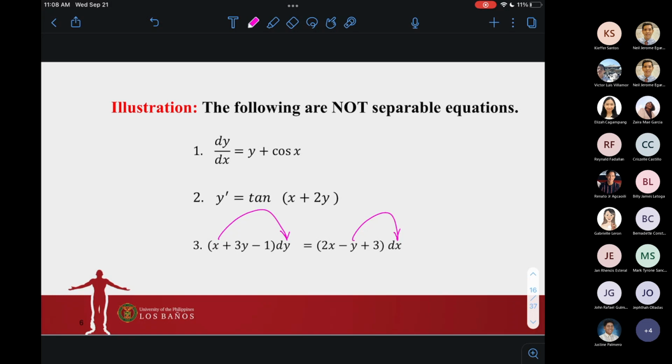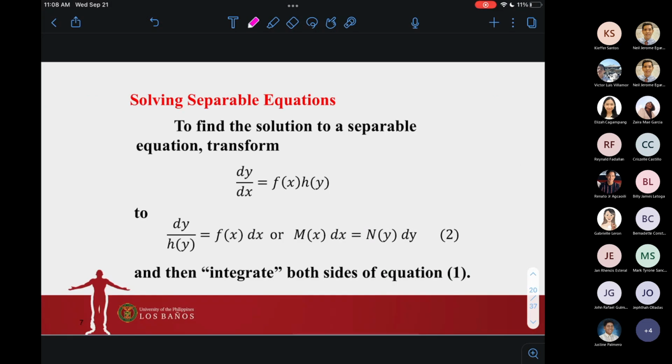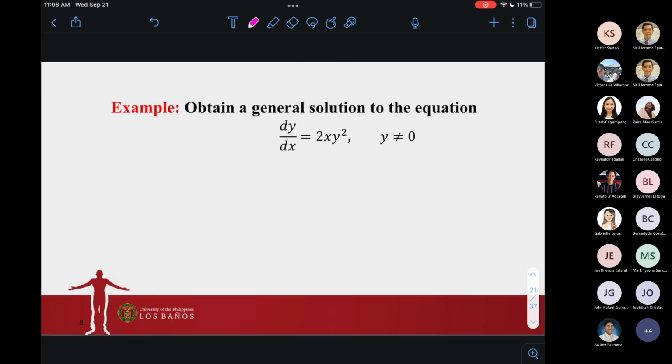Then if that doesn't work, then I'll look for other techniques. But my first priority is to try to see if it's separable because that's the easiest solution, at least for me. All right. So yun yung pwede nyo gawin. So let's see some examples on how to solve separable equations, but I already alluded to how this is done. So let's look at particular examples. Marami pa sinabi yung slides, pero let's start with this example.